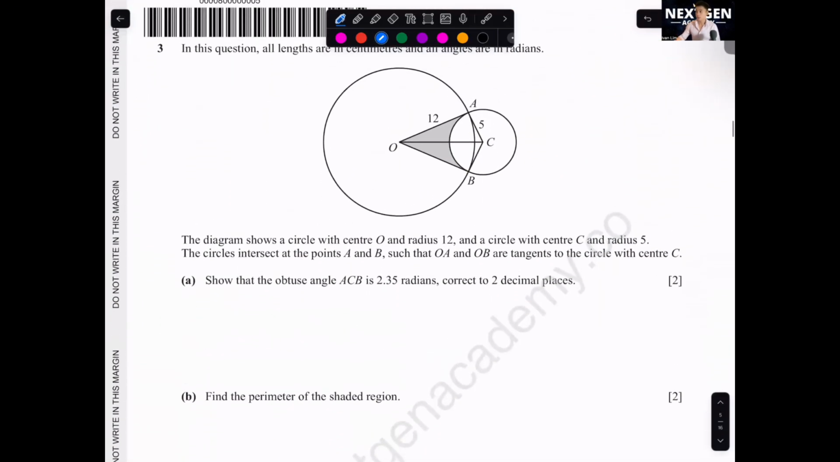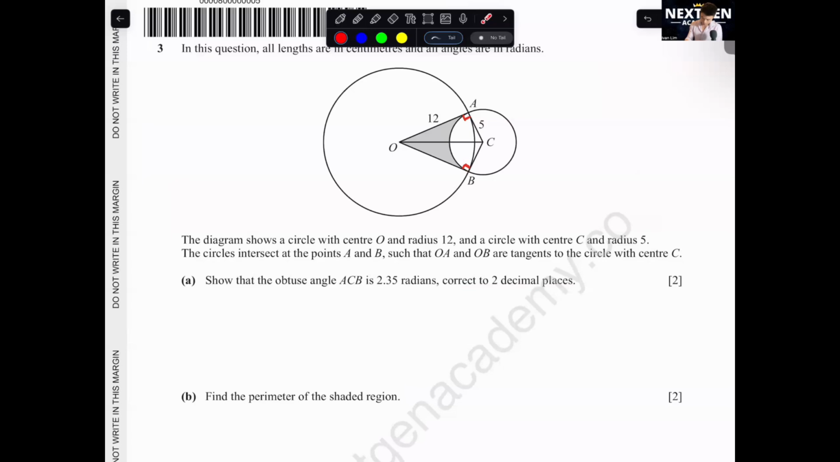Still no calculator. This one we need calculator just for one part. Question A. In this question, all lengths are in cm and angles are in radians. The diagram shows a circle with center O and radius 12 and a circle with center C and radius 5. The circles intersect at points A and B such that OA and OB are tangents to the circle. Why is it important to know this? Tangents to the circle goes to our circle theorem. Tangent means you'll form a 90 degrees over here, tangent to the radius. Show that the obtuse angle ACB is 2.35 radians, correct to 2 dp.